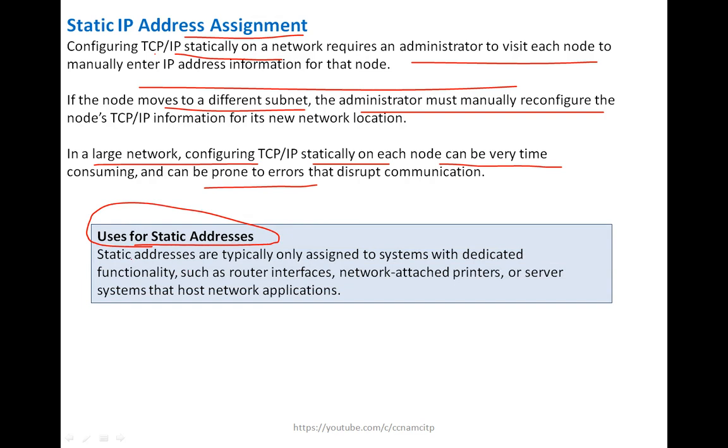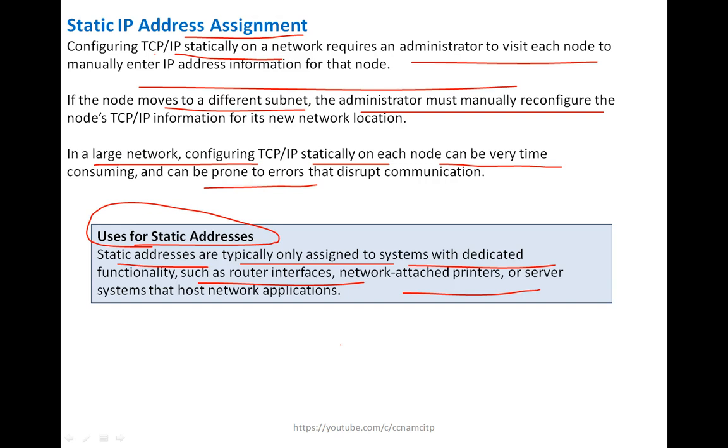So what are the uses? Static addresses are typically only assigned to systems with dedicated functionality, such as a router interface, network printer, or a server system that hosts network applications. For a certain number of very specific systems, we can assign manual IP addresses, like servers, routers, printers, and certain application servers, so that we do not need to change those IP addresses again and again.